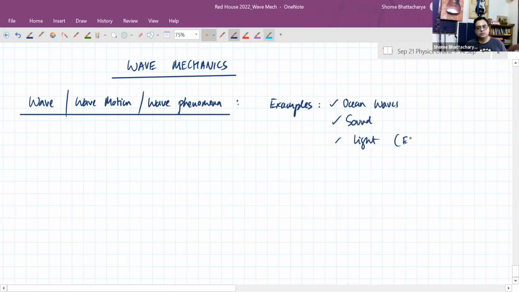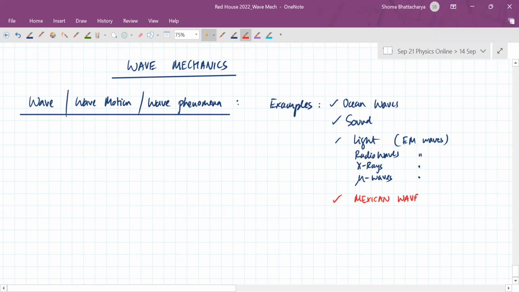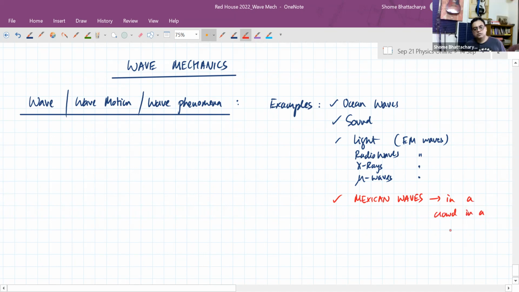Then anything a little bit more abstract you can think of? Obviously, light we have talked about just now. Electromagnetic waves: light, radio waves, X-rays, microwaves. These are all in the domain of electromagnetic waves. Ripple formation in water is part of ocean waves. Any of you seen a Mexican wave in a crowd, in a stadium or something like that? That's also a wave phenomenon.